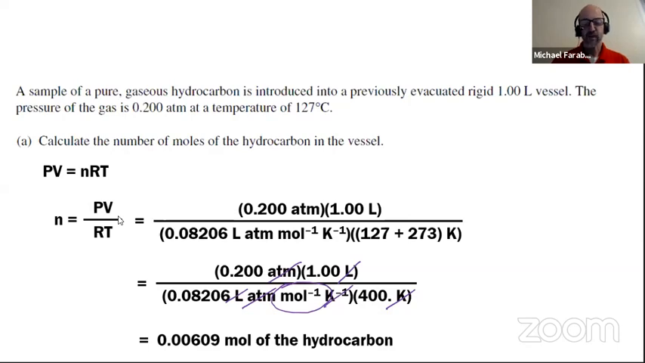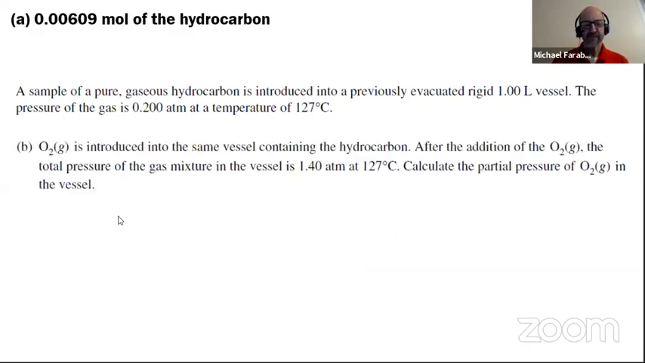All right, on to part B of this question. It says that oxygen, O2, is introduced into the same vessel containing the hydrocarbon. And after the addition of the oxygen, so we already have a pressure of 0.2 atmospheres from the hydrocarbon alone, the total pressure of the gas mixture is 1.4 atmospheres. Calculate the partial pressure.